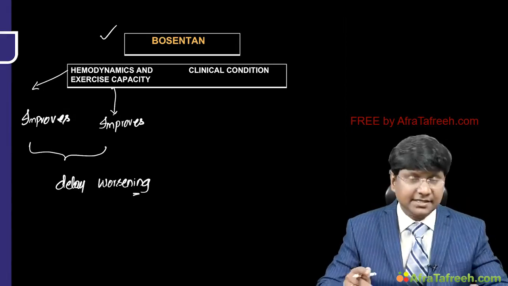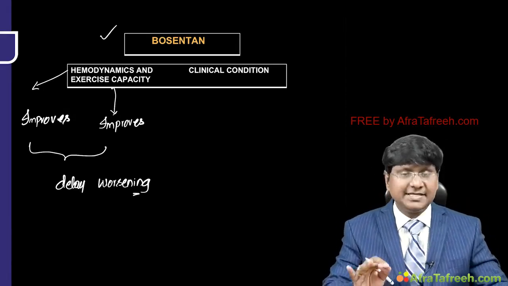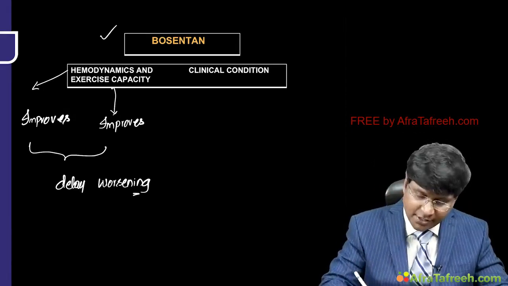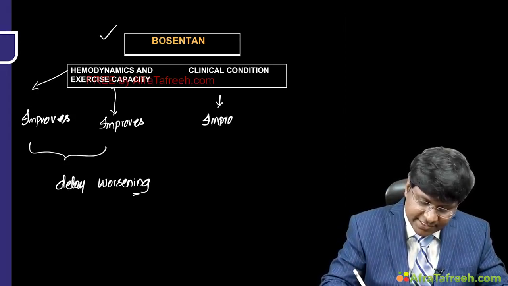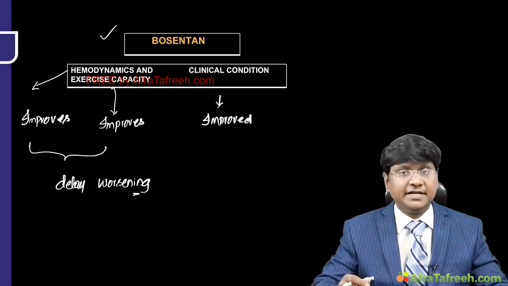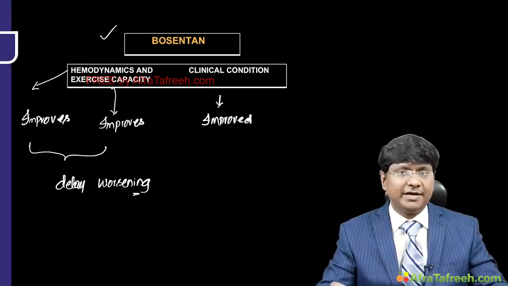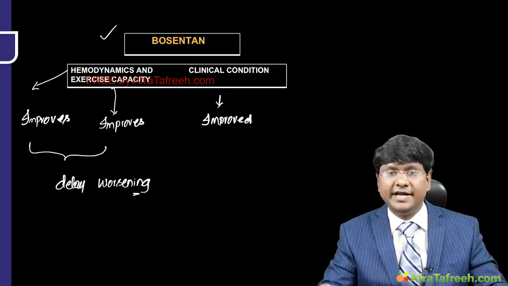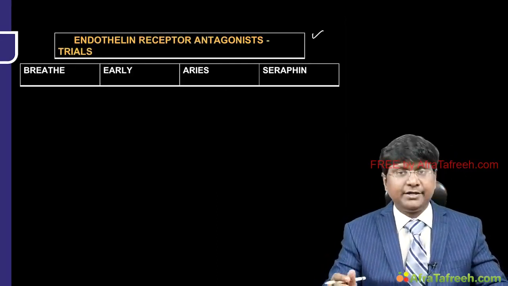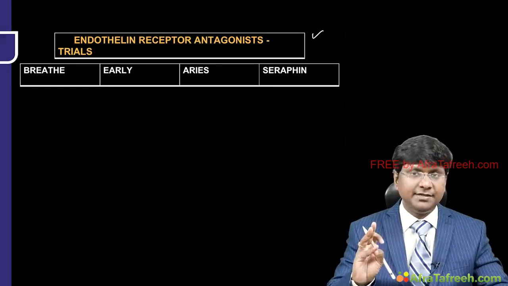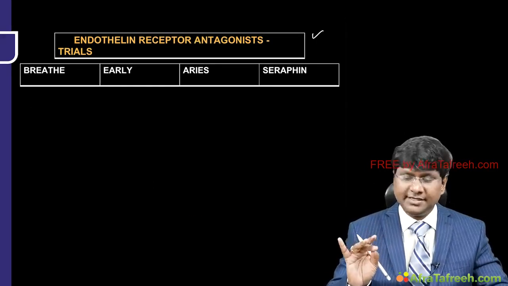Thereby it delays the clinical worsening. That is the importance of bosentan. So the clinical condition of the patient will be improved: there will be no dyspnea, there is decrease in the fatigability, there will be no syncopal attack, there will be no development of edema. Now, if you take the endothelin receptor antagonists, we have 3 drugs: bosentan, macitentan, then ambrisentan.